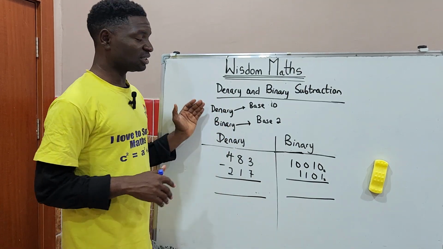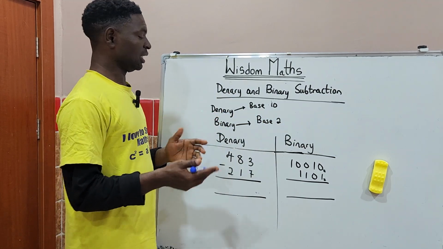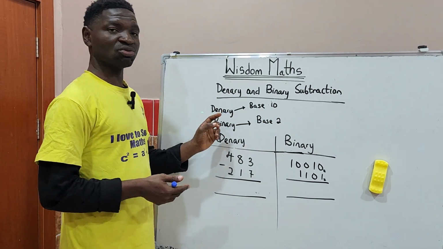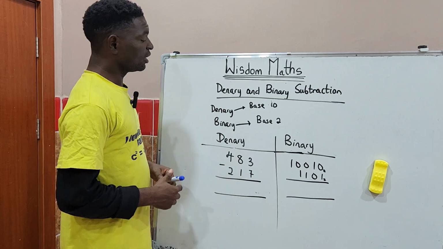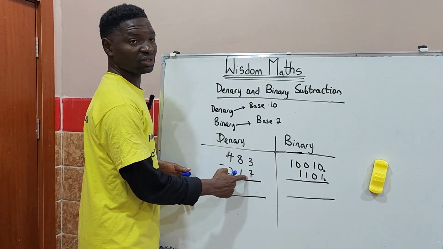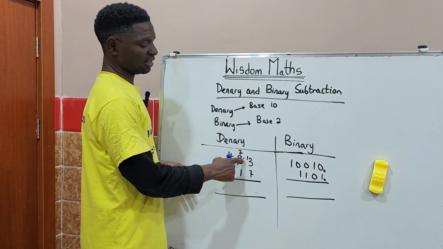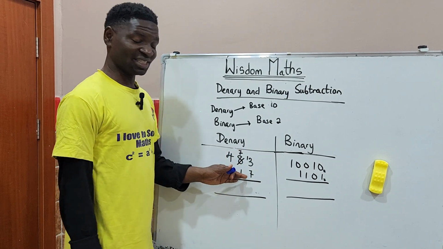Okay, so the denary is base 10, which is the normal number we are using, 0 to 9. Then binary is base 2, which is 0 and 1. Now if I'm going to subtract this, I have 3 minus 7. I have to borrow from here. Here will be 7. So I'll now write 1 close to 3, which is 13.